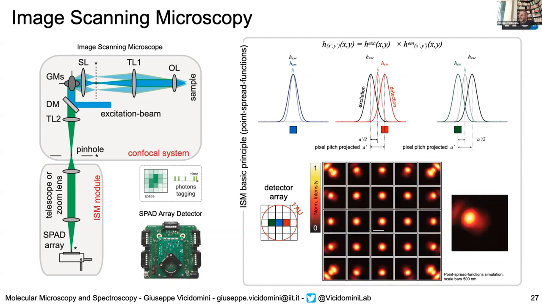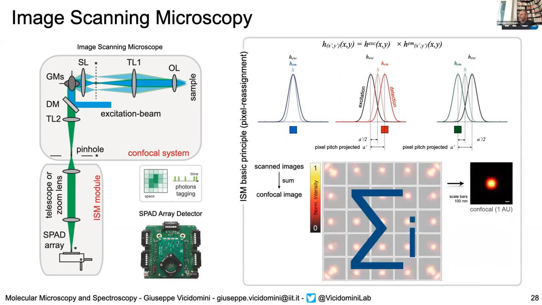So this is the point-spread function for the 25 elements, for the 25 images that are collected simultaneously with the SPAD array detector. This is a video showing the 25 images. As you can see, they are almost identical, at least at the center, but simply shifted with respect to each other. So when we have these 25 images, what can we do?